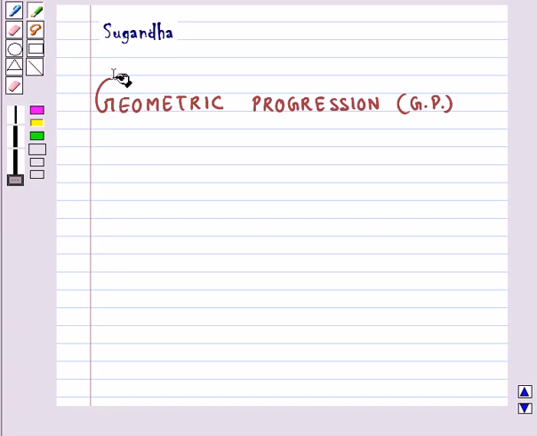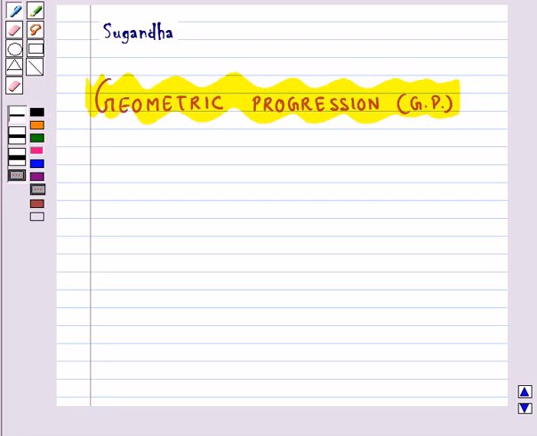In this session, we will discuss geometric progression or GP. A sequence is said to be a geometric progression or a GP if the ratio of any term to its preceding term is same throughout.